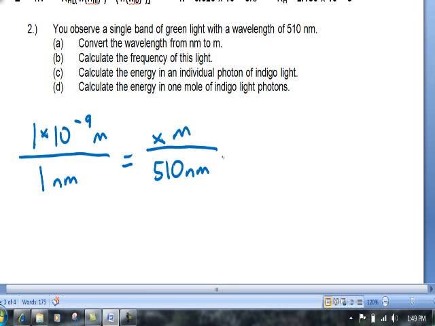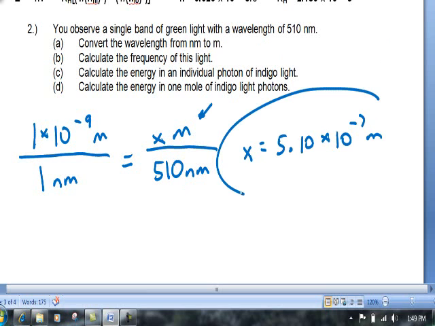The proportion we would use, once again, uses the relationship that because a nanometer is 1/1000th of a meter, there's 1 times 10 to the negative 9th meters per 1 nanometer. And using a proportion, then, we can find there's x meters present in 510 nanometers. When we solve for x, we find our wavelength in terms of meters is 5.10 times 10 to the negative 7th meters. This would now be appropriate to use in subsequent calculations where the unit needs to be in terms of meters for our wavelength.